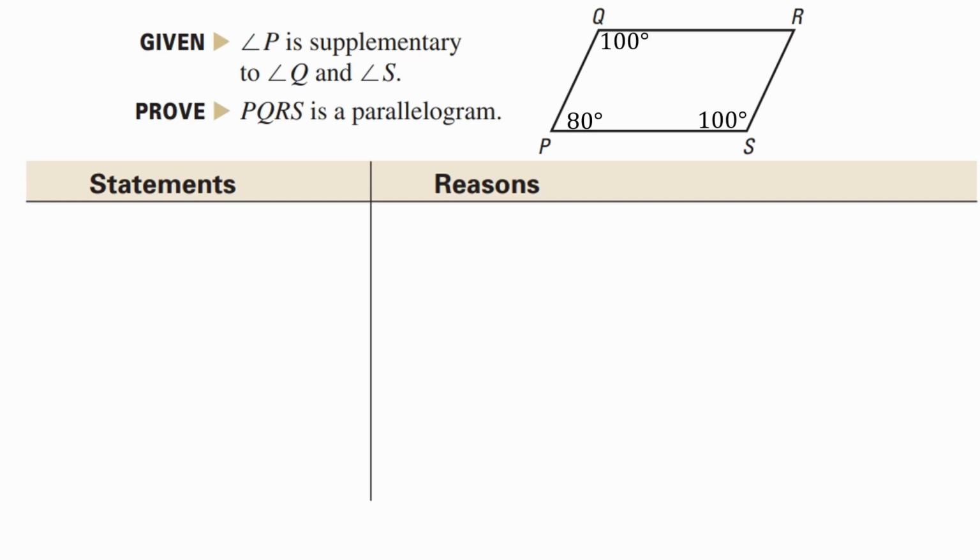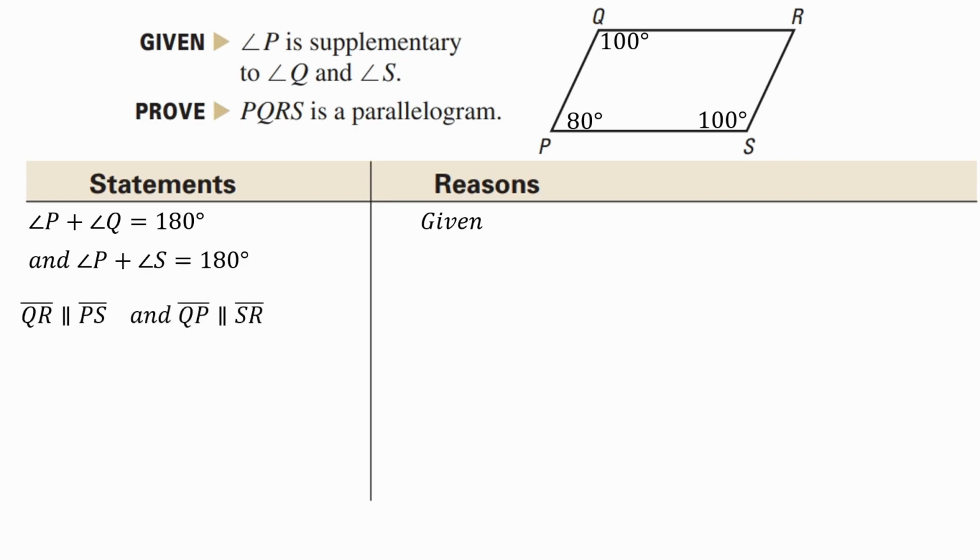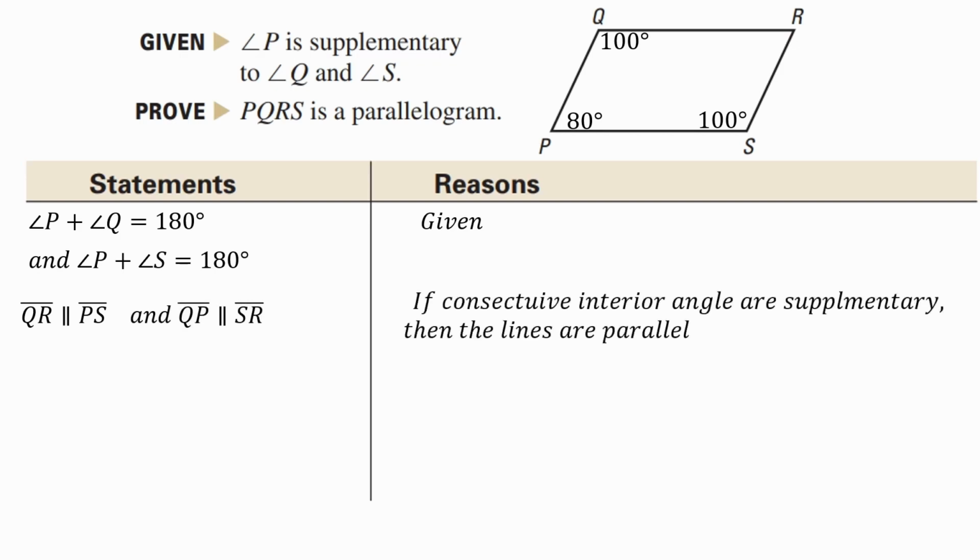up to 180 degrees. So I can say that angle P plus angle Q is equal to 180, and angle P plus angle S is equal to 180. That's just given. That's the first part. Then I can say that line QR is parallel to line PS, and I can also say that line QP is parallel to SR, because the consecutive interior angles are supplementary, so the lines are parallel.